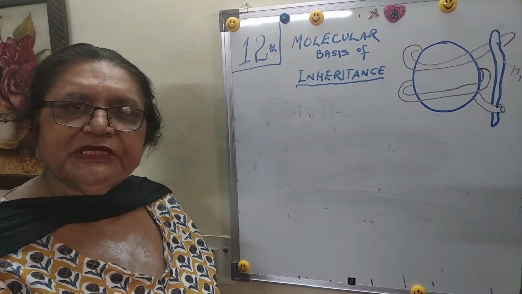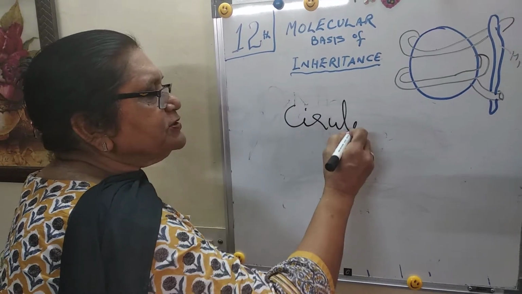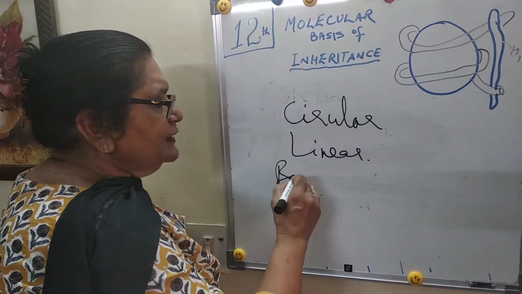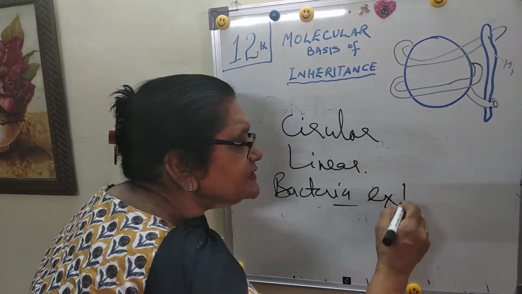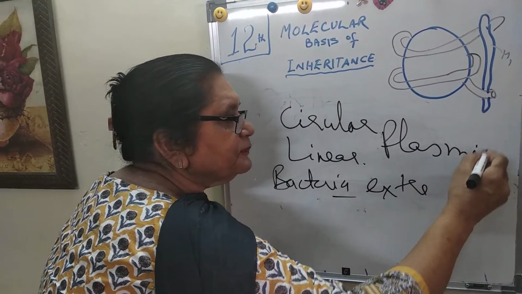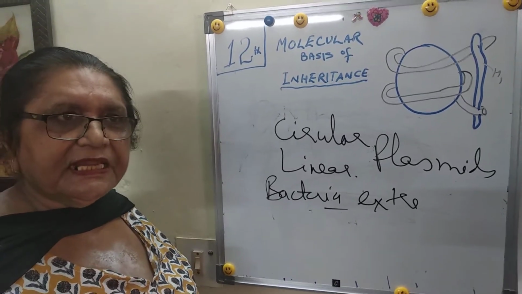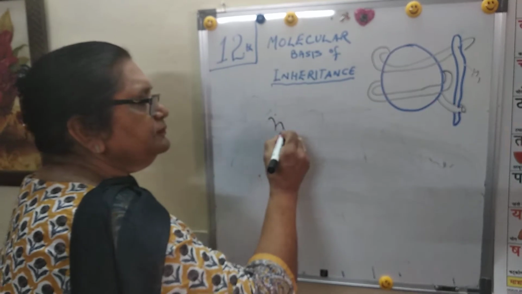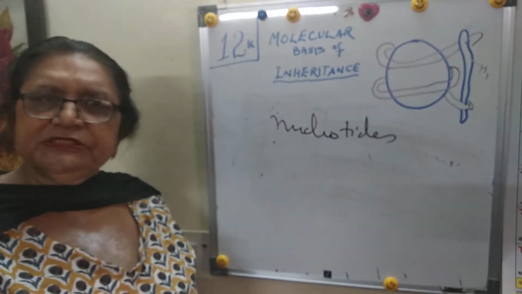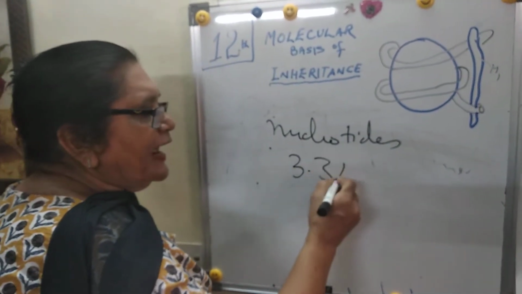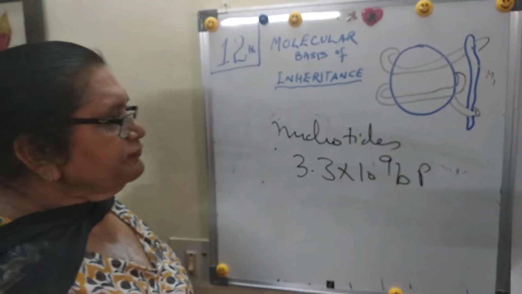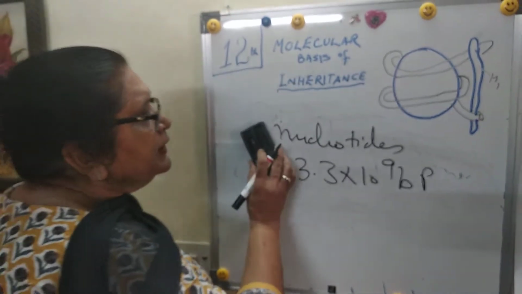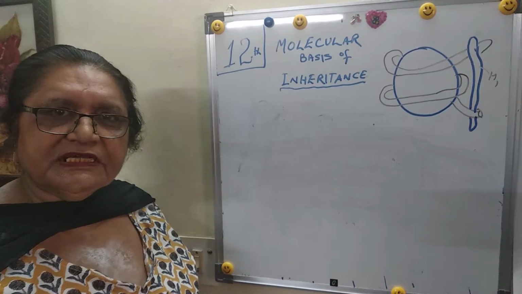DNA is present in both prokaryotes and eukaryotes. In prokaryotes, it is circular. In eukaryotes, it is linear. In certain bacteria, extra DNA is present, which is also called plasmids, which take part in conjugation. But the DNA is the main part and it consists of polymers of nucleotides. It is a long structure having various base pairs. The human genome, in haploid form, has 3.3 x 10^9 base pairs.